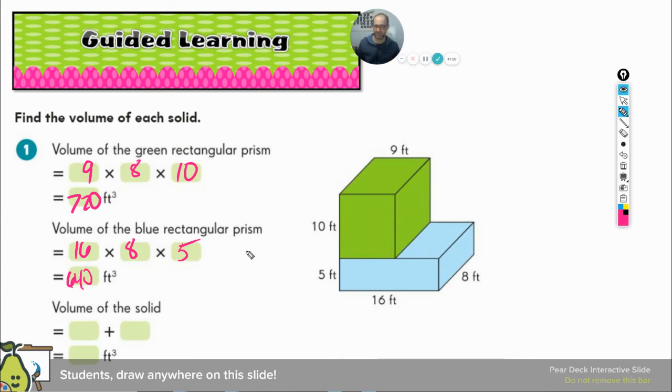Doesn't matter what order you do it in. I did 16 times 5 because I knew 16 times 5 would be 80, and then easy to multiply by 8. Again, just kind of how my brain works. Lots of ways to solve the same problem. 720, 640. I don't even know why I did that because it is 1,360.